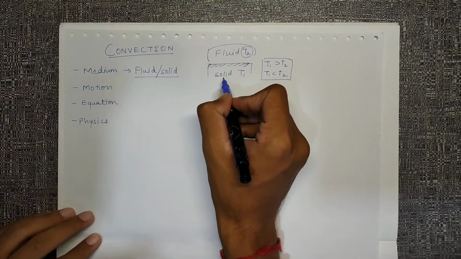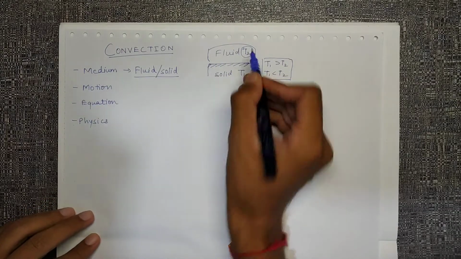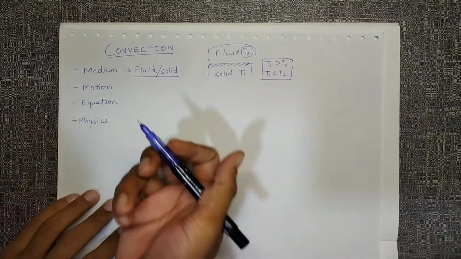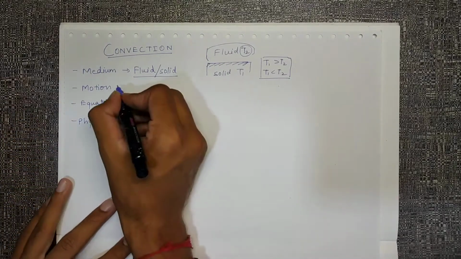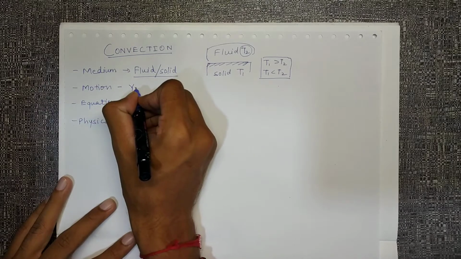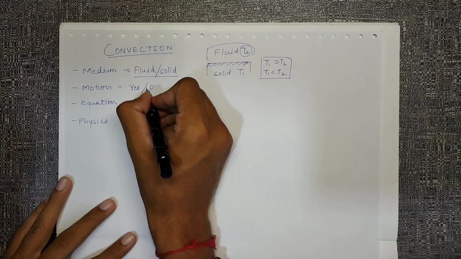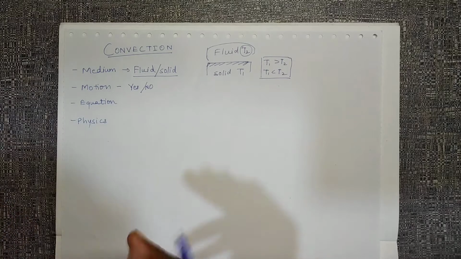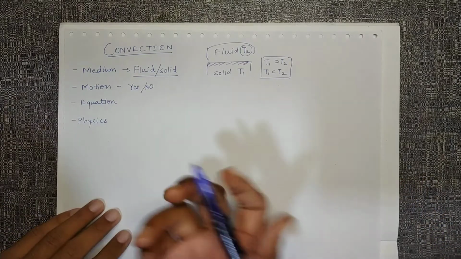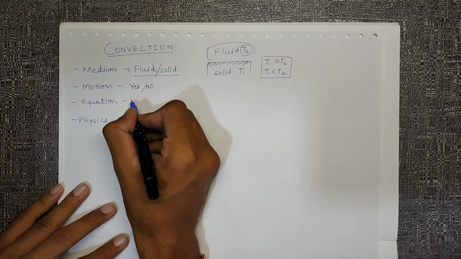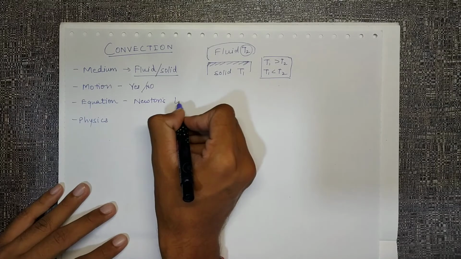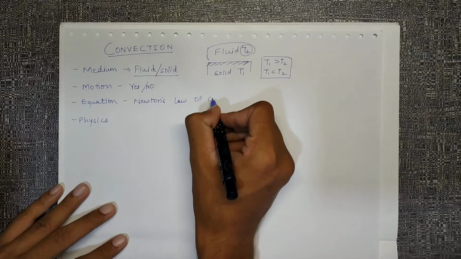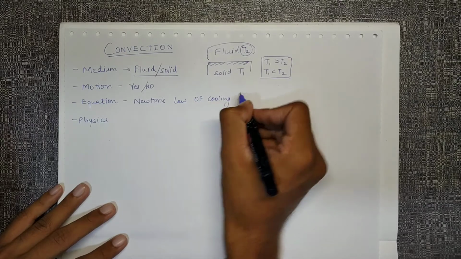But we must have a solid, a boundary, and a fluid on the boundary. It may be flowing, it may not be flowing, it doesn't matter to us. So in this case, the motion can be yes or no. It can be flowing, it can be stationary. The equation is defined by Newton's law of cooling. I'll define this right now.